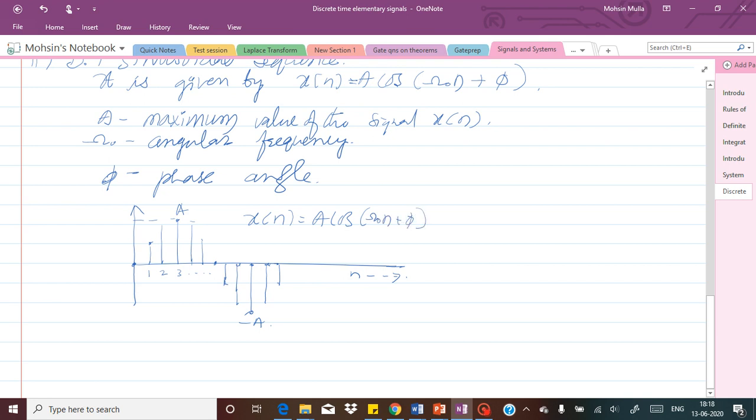Okay, so this is the representation of that discrete time sinusoidal signal. You can see that the shape is sinusoidal, but instead of continuous values we have only discrete magnitudes at selected instants. For example, I have taken instants 1, 2, 3, and so on, but there will be different discrete values with a uniform gap or uniform difference between two consecutive instants.